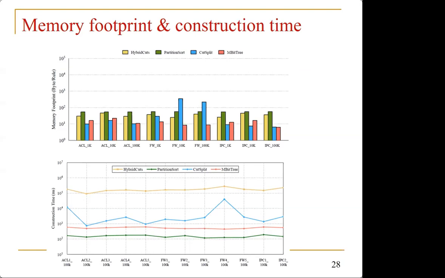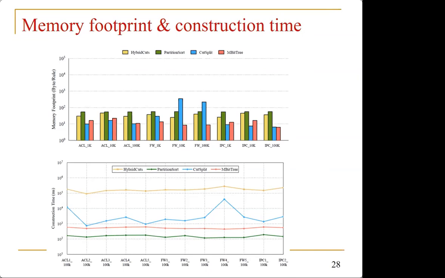The figure below shows the construction time of MBitTree as well as other algorithms on 100K rule sets. It is clear that PartitionSort is the fastest one among them. In contrast, MBitTree takes a little more time than PartitionSort because it performs several iterations in the bit selection process. However, MBitTree can still build decision trees for all 100K rule sets within 1 second, much faster than HyperCuts and ByteCuts.